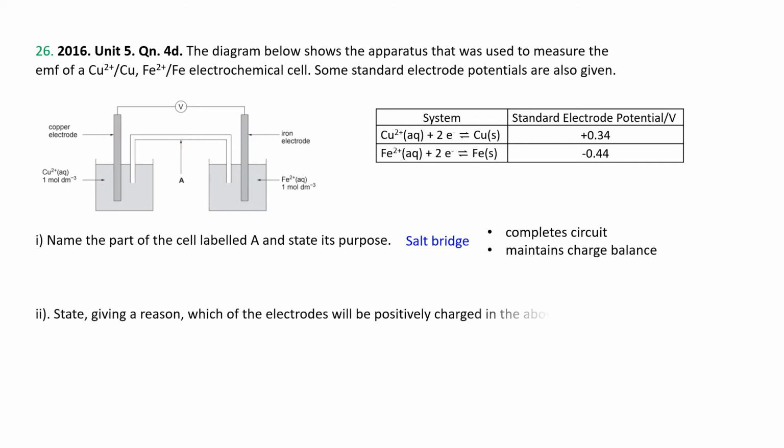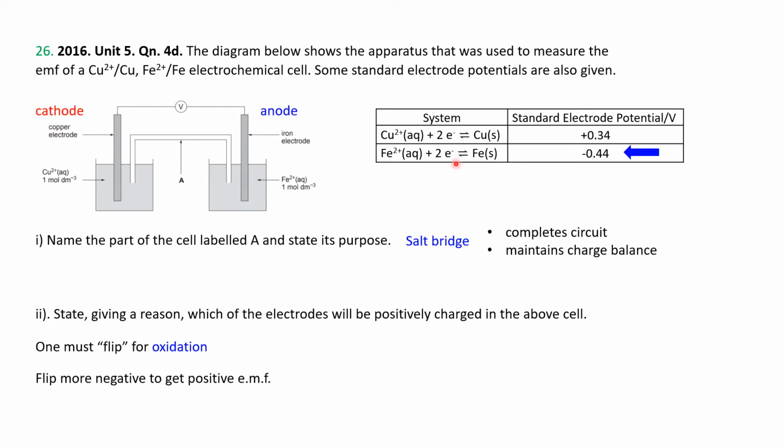Now, which of these electrodes would be positively charged in the above cell? If you've got a cell, you have to have not just a reduction, and both of these are reductions, but you have to have an oxidation as well. So in order to determine which one will be the oxidation, we take the one that is the more negative. The one that is the more negative is of course the iron. So therefore that iron becomes the oxidation, and that tells us that's happening at the anode. And if the iron is the anode, that means the copper is the cathode.